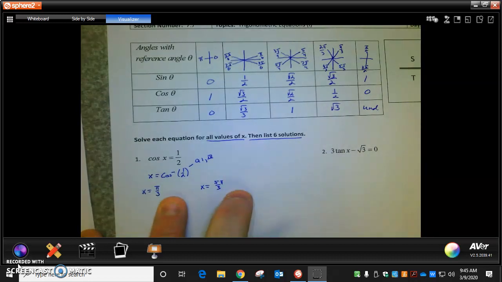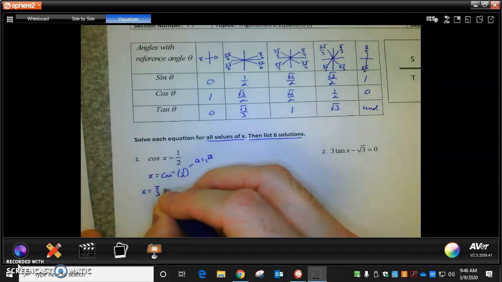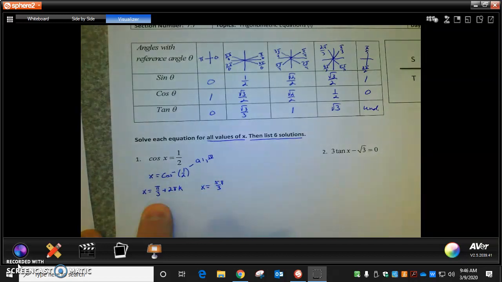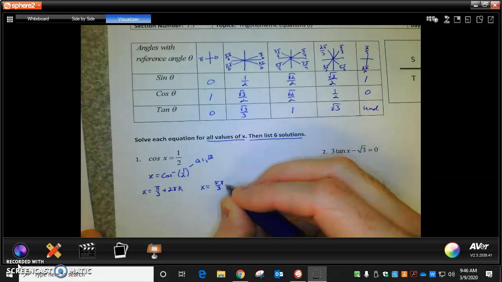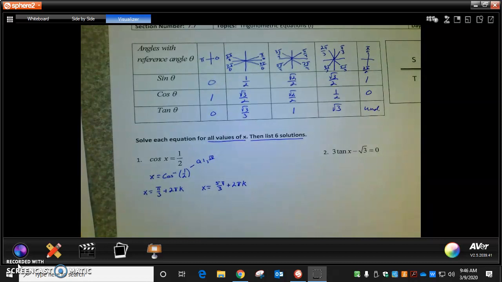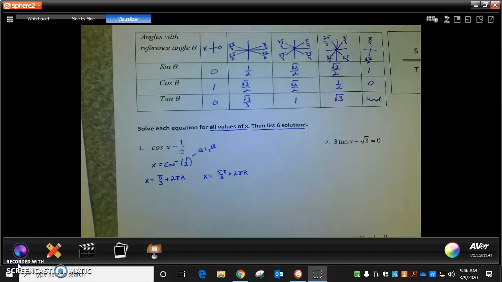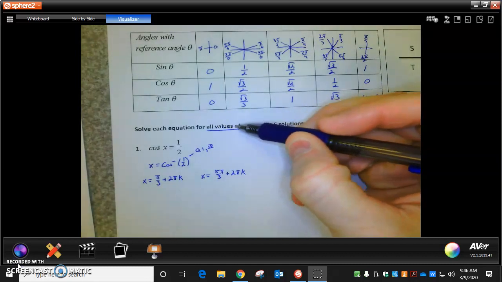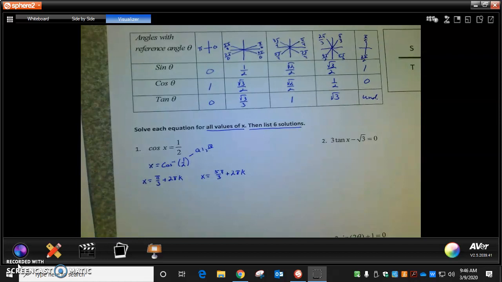Now, the reason I left the space right here is because cosine is periodic, and every 2 pi multiple from pi over 3, I'm going to run into another angle. Then I add another 2 pi, and that's another angle, and another. Same with the 5 pi over 3. Every time you add a multiple of 2 pi, you land on another angle that has that exact same cosine value. So these two equations are all values of x that have a cosine value of 1/2. Now they want us to find 6 actual solutions.